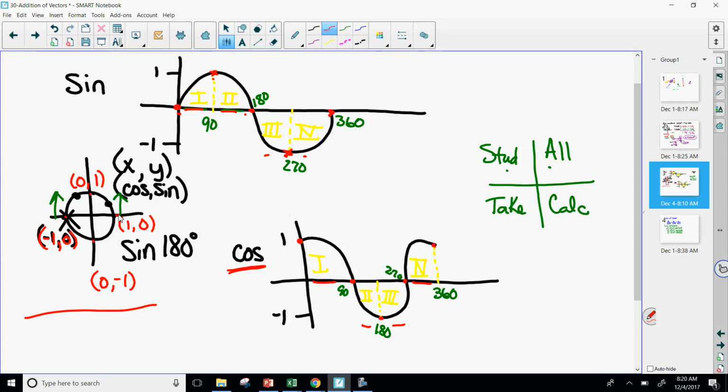Now, as far as tangent goes, tangent gets to be kind of a weird looking graph. It's sine divided by cosine. So if you look at 0 degrees, it's going to be sine, which is 0, divided by 1, which is 0. You're going to get a graph that looks like this, and it's going to keep repeating itself. But if you look at 90 degrees, so if I let this be 90 right here, something happens.